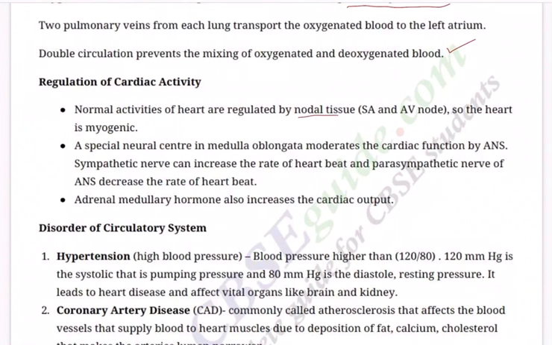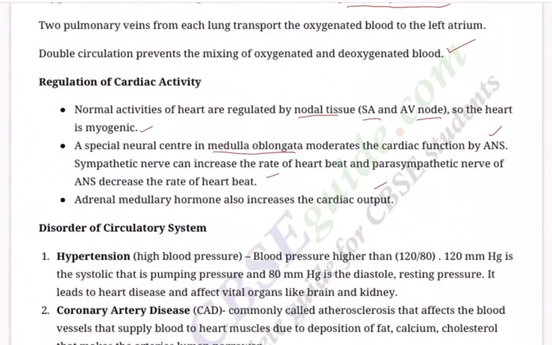Regulation of cardiac activity. How to regulate this? Normal activities of heart are regulated by nodal tissues, that is SA node and AV node, sinoauricular and atrioventricular. So the heartbeat is myogenic because it is controlled by two. A special neural center in medulla oblongata of our brain moderates the cardiac function by ANS, autonomic nervous system. Sympathetic nerve can increase the rate of heartbeat, and parasympathetic nerve of ANS decreases the rate of heartbeat. That's how the heartbeat is maintained.